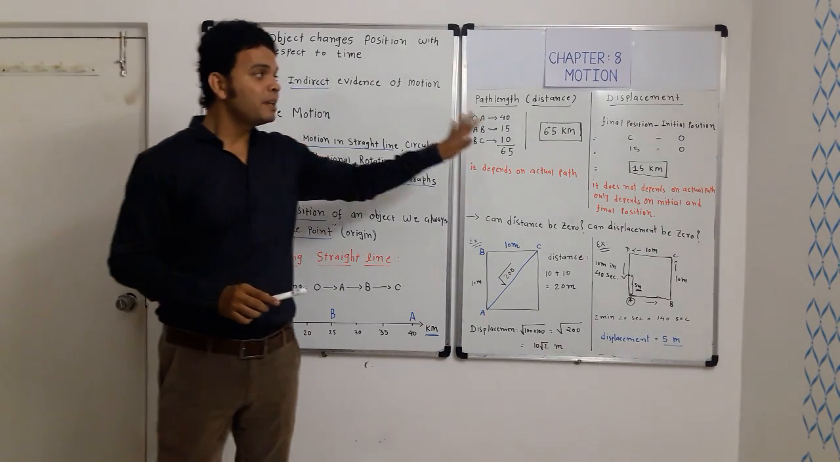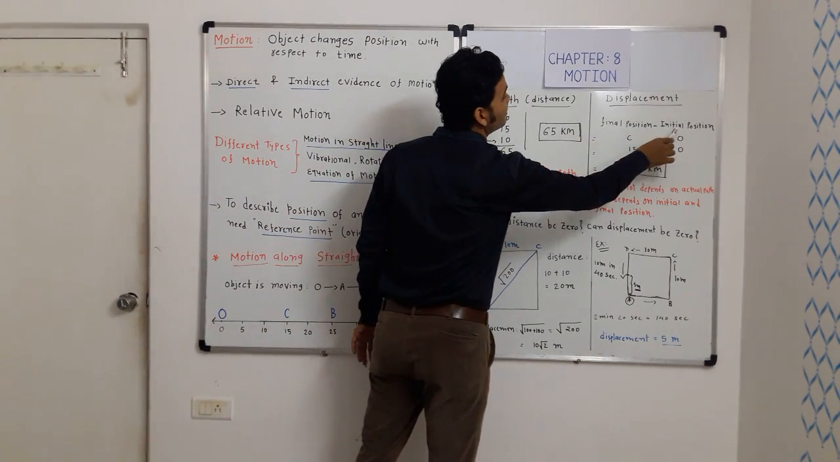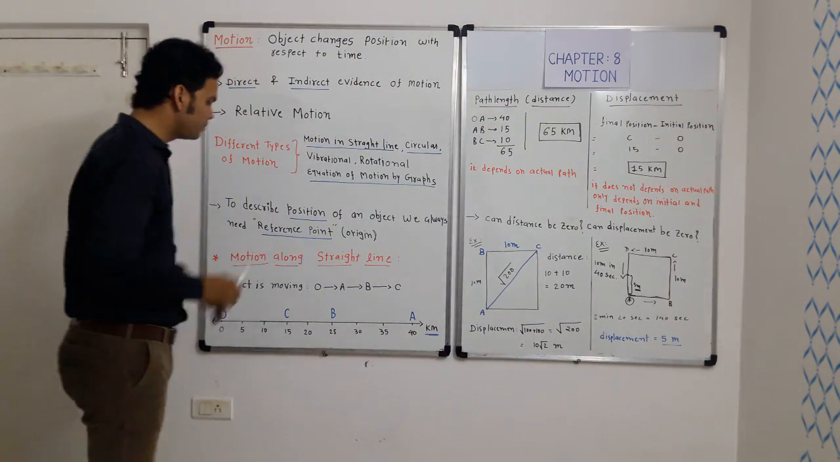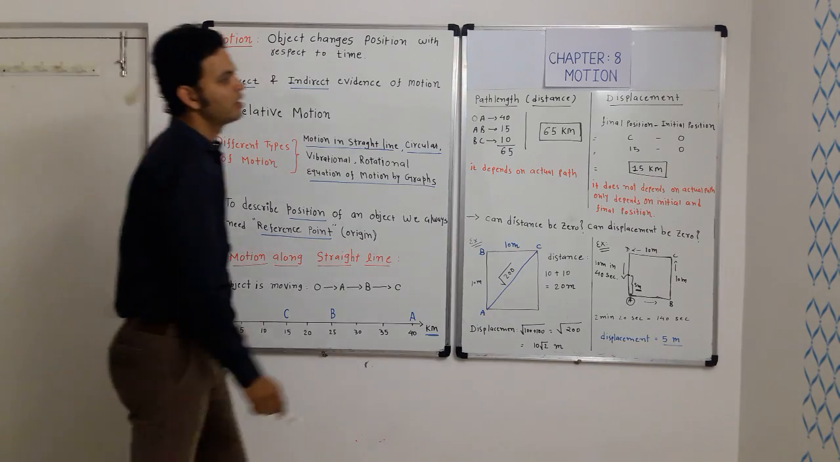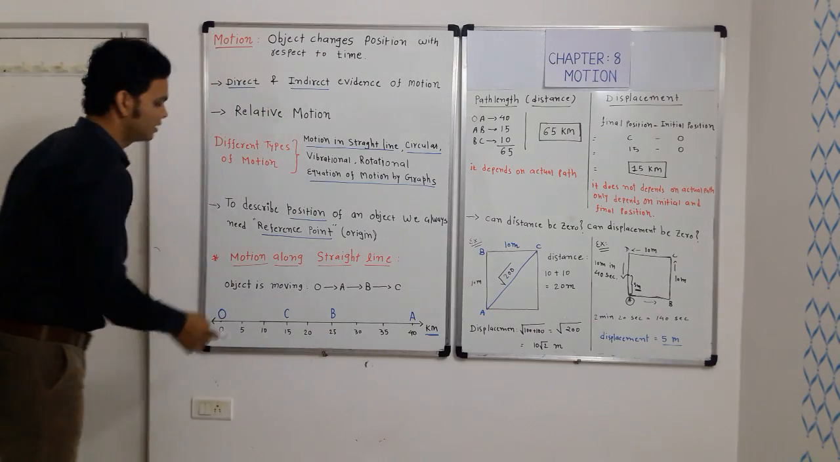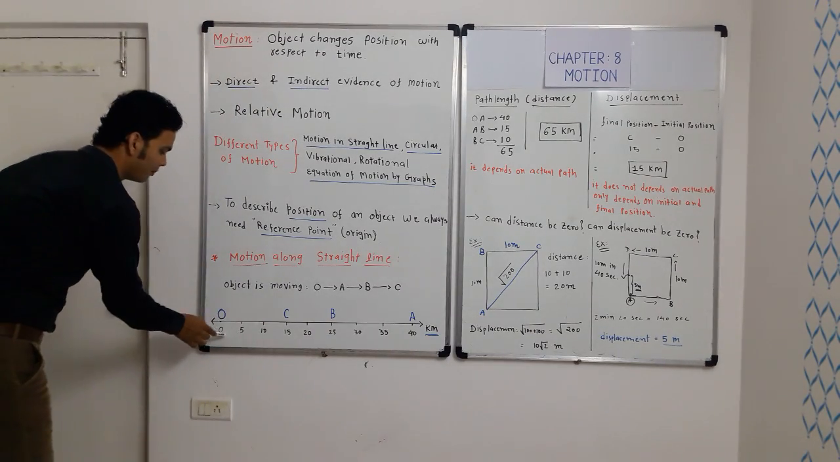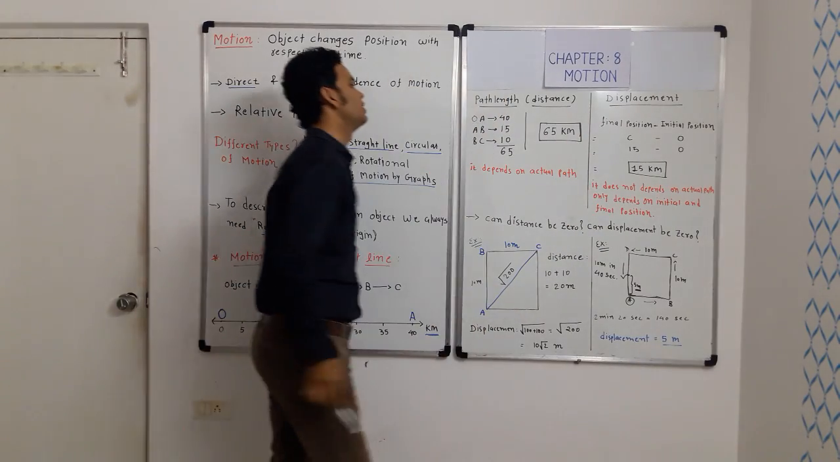However, the displacement only depends upon the final position minus initial position. So what is the final position here? C. What was the initial position? O. So final position C minus O. So final position's distance 15 minus 0. So displacement is only 15 kilometer.